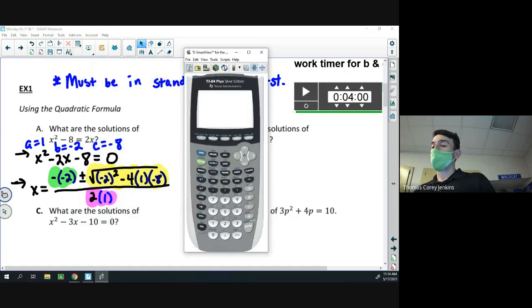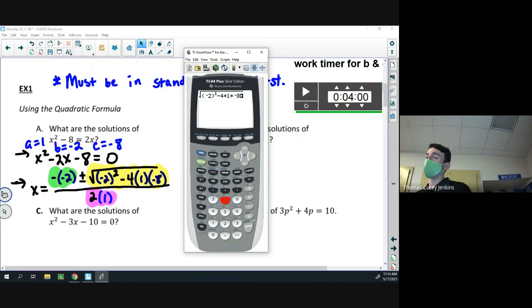So go ahead and pull up your square root. So that's second and then x squared. That'll bring up your radical sign. Then if you have a negative b, you actually need to put that in parentheses. So I'm going to do parentheses and then -2. And then squared, so I have an x squared button. You might have to hit the caret key too. I think you have an x squared button. And then -4 times a, which we don't really need to hit times 1, but I will, times -8.